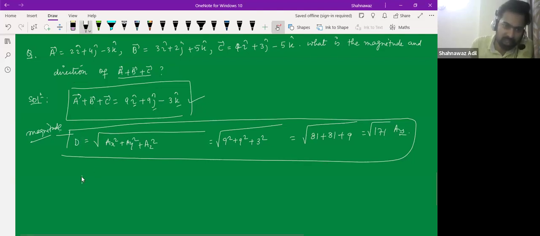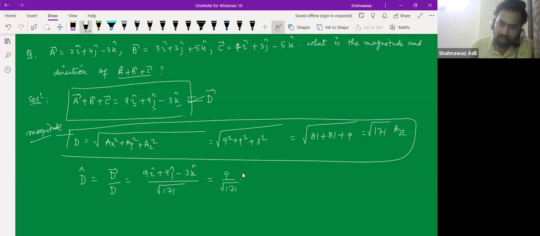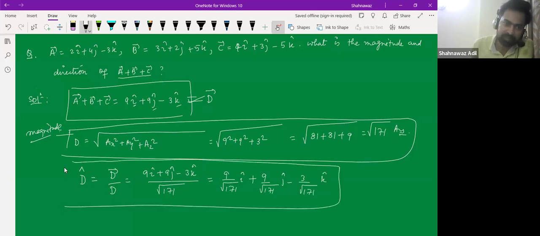Now what would be the direction? D hat would be this D vector divided by its magnitude. So this is 9i plus 9j minus 3k divided by root 171. So yes, 9 by root 171 i hat, 9 by root 171 j hat, minus 3 by root 171 k hat. So this is the direction, right? Yes, sir. Okay, so you got this thing already.